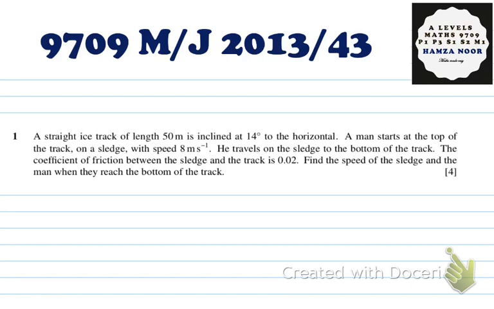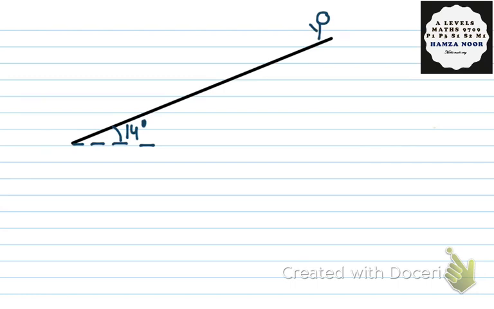Okay, so the first thing is that the ice track is inclined at an angle of 14 degrees. We need to sketch the whole diagram and locate the relevant forces acting on the plane. We have an ice track inclined at 14 degrees to the horizontal, and a man at the top of the track with his sledge. We will consider the man and the sledge as the same particle.